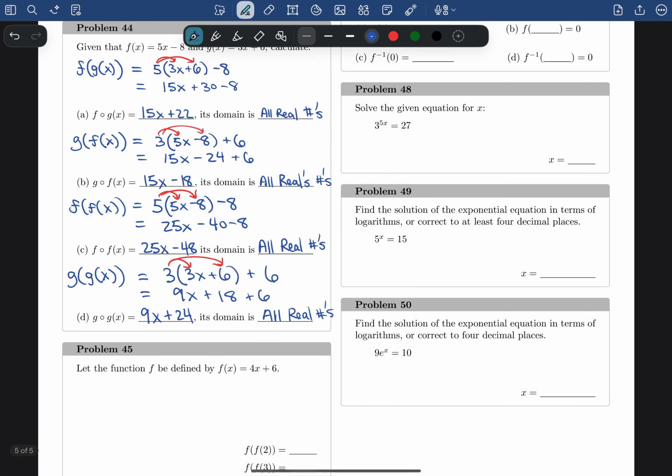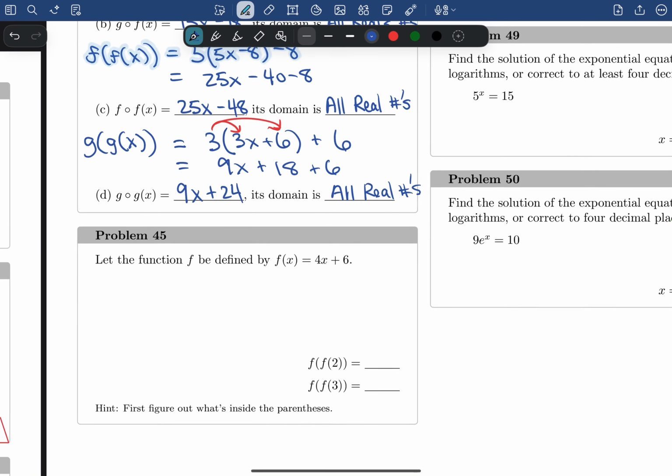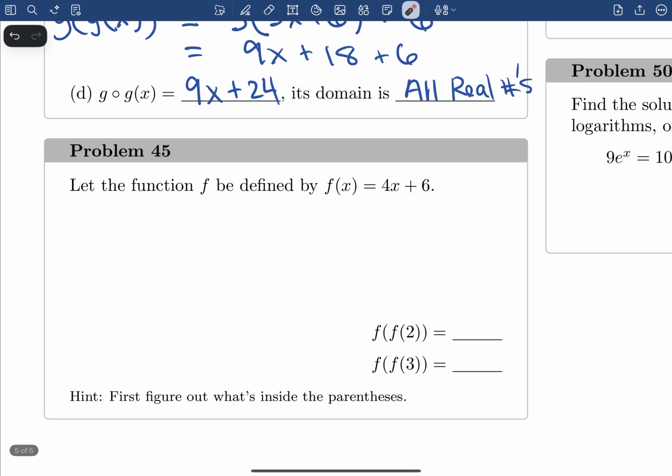Okay, moving on. Problem number 45. Let the function f be defined as f of x equals 4x plus 6. And our goal is to find f of f of 2 and f of f of 3. Now here's a hint. First, figure out what's inside the parentheses. So I'm only going to look at the inside function stuff of the parentheses. Okay, and I'm going to address this one first.